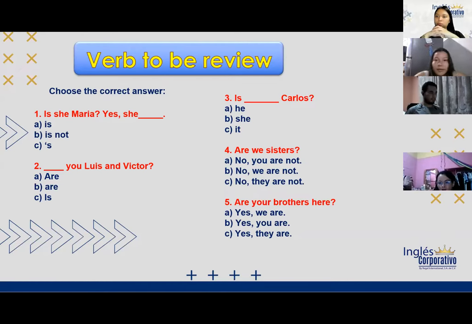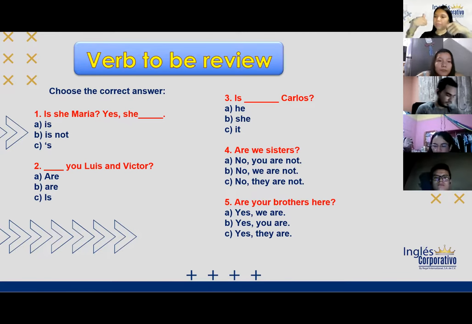Ay, se me perdió la paginita. Aquí está. Seguiditas. Yes. Normal y contracción. She's doctor, she's doctor. He's hungry, he's hungry. They are sad, they are sad. We are sick, we're sick. I am in love. I am low, creo que sí. I am in love and I'm in love. Okay, okay.